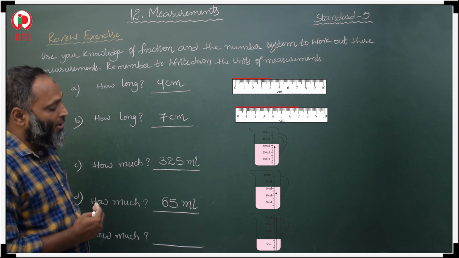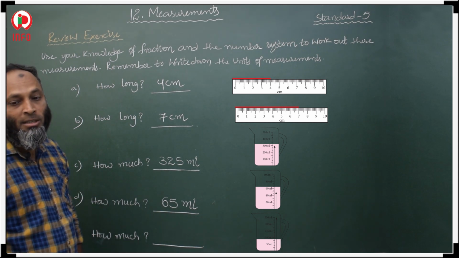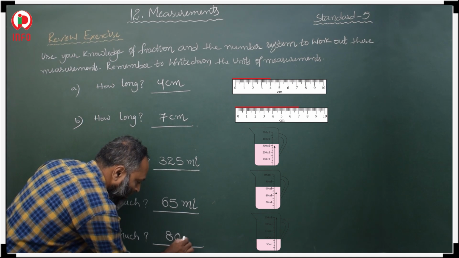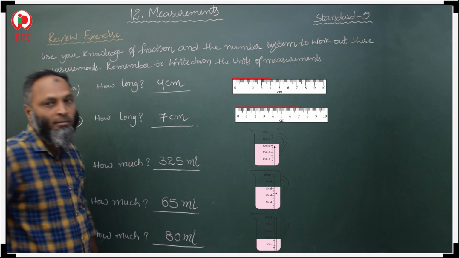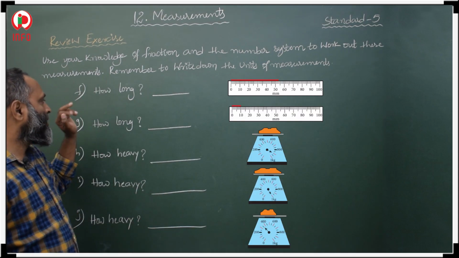So, 50, 60, 70, 80. Where it is marked 80, that is 80 ml. Okay. The next one, question number F.